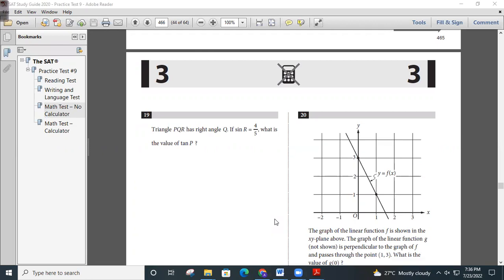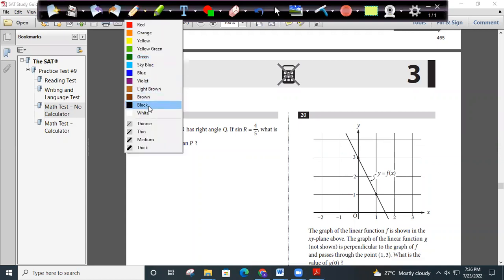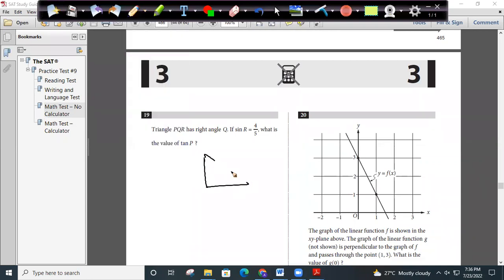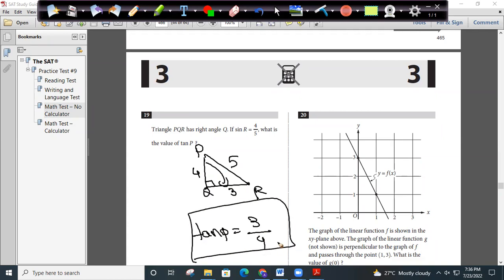Okay, very good, excellent. So many have marked the answer. Now let me see what should be answered from my end. Triangle PQR has a right angle at Q. If sin R is 4/5, this is 4, this is 5, automatically this becomes 3. What is the value of tan P? Tan P is opposite by adjacent, so 3/4. So 3/4 should be my perfect answer.